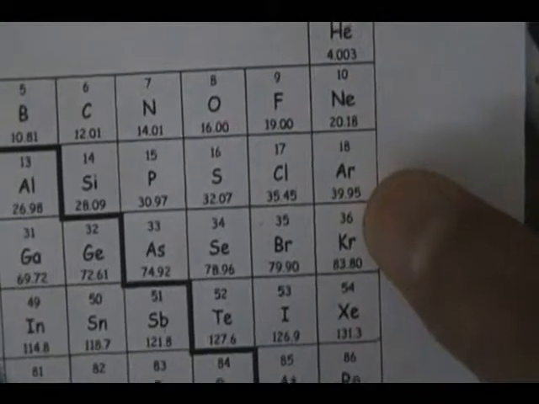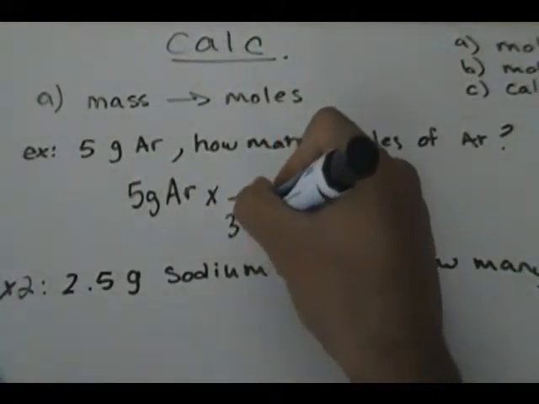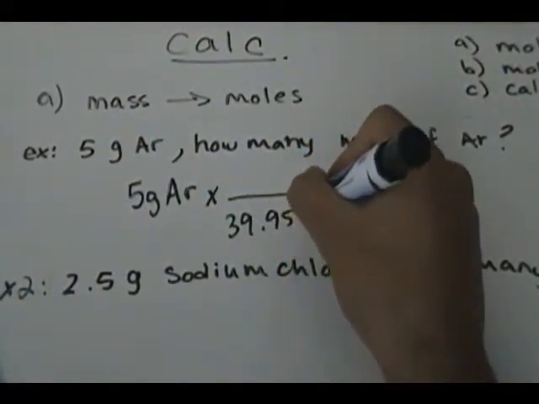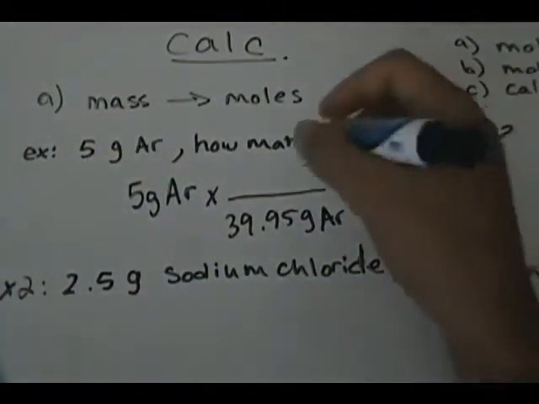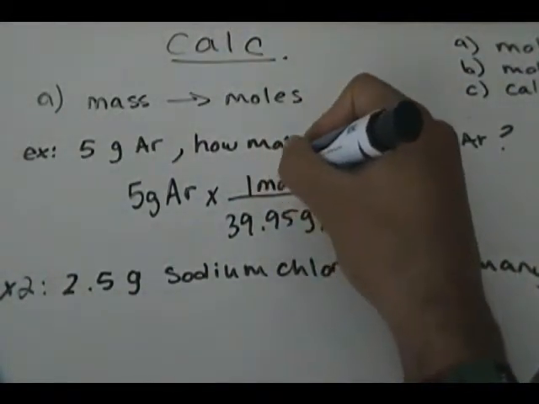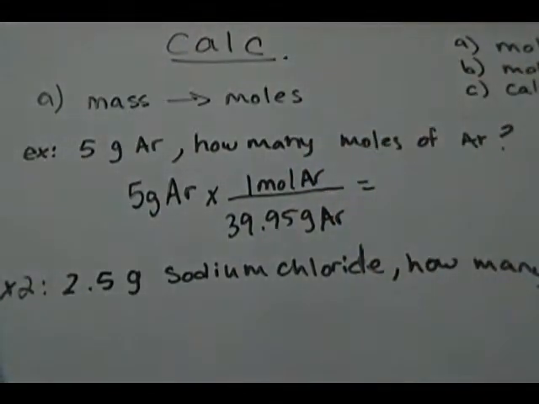Argon has a molar mass of 39.95 grams per mole. If it's inverted, we'll put 39.95 grams of argon on the bottom, right? And then 1 mole of argon on top. And that's all there is to it. Now you have to calculate it out.